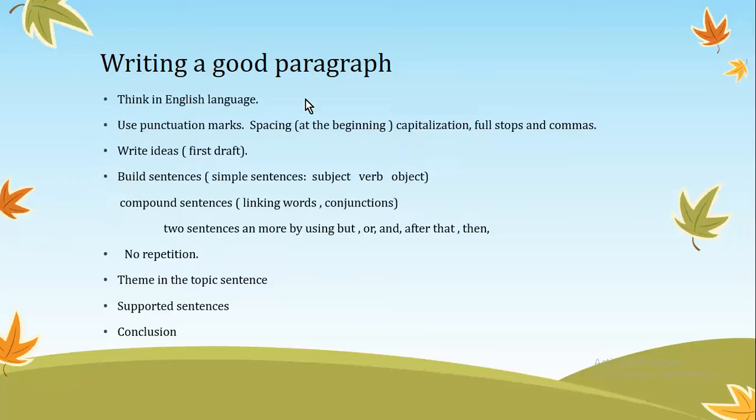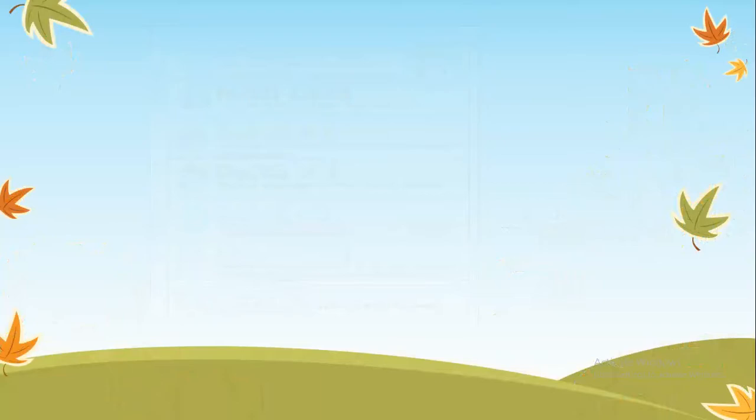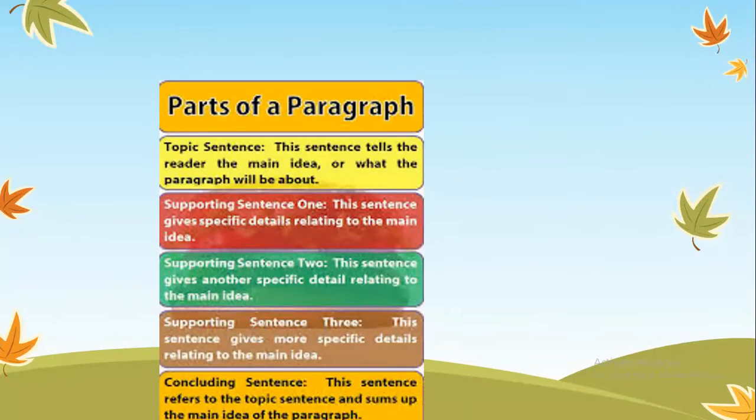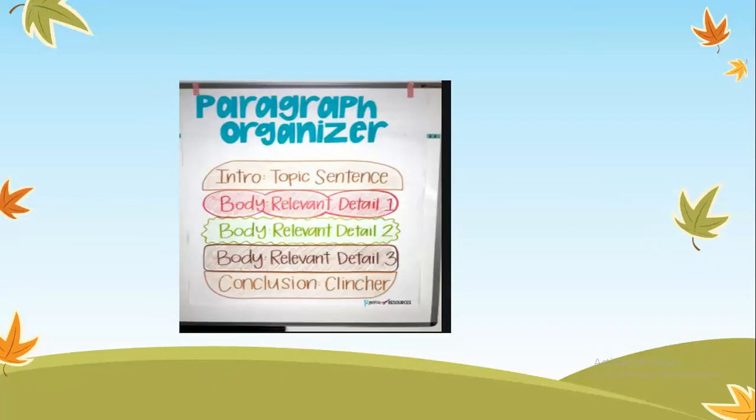Writing a good paragraph. Thinking English language حكينا. Parts of the paragraph as I told you: topic sentence, supporting sentences, and the conclusion. Look here, the paragraph organizer. We organize the paragraph as what organized in the hamburger.